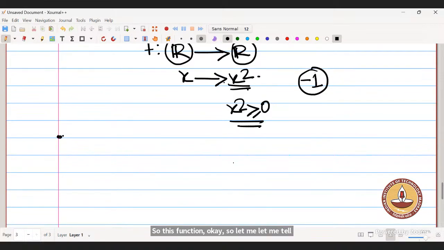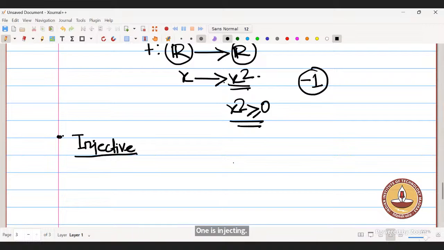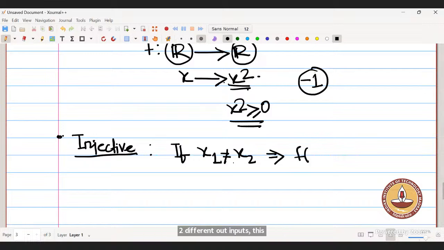So once we have a function, there are basically two different types of function. One is injective. So injective means what? Different inputs will have different outputs, right? So if x1 is not equal to x2, if I have two different inputs, this will imply that my outputs are also different, right?